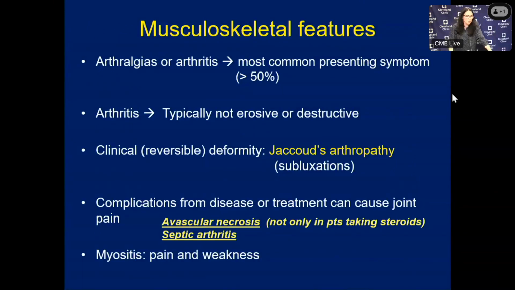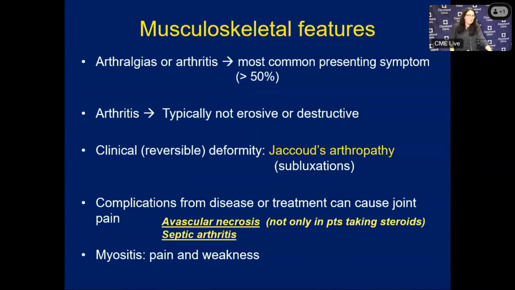And talking a little bit about the musculoskeletal features, the typical presentation is just arthralgias, and when arthritis is present, it's typically not erosive, not destructive. A typical one seen with lupus is this clinically reversible deformity that's called Jaccoud's arthropathy. They are actually subluxations and not true inflammation of the joint or arthritis. I'll show an example of that, a picture.